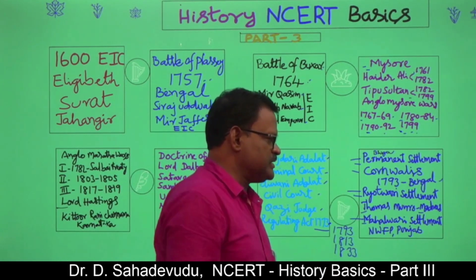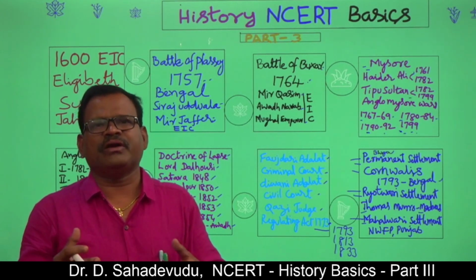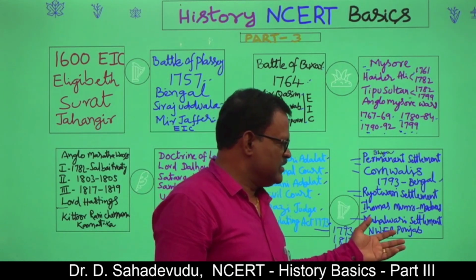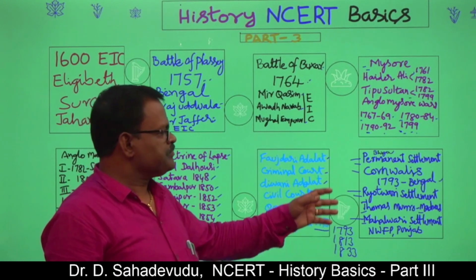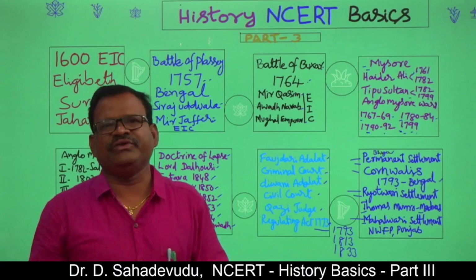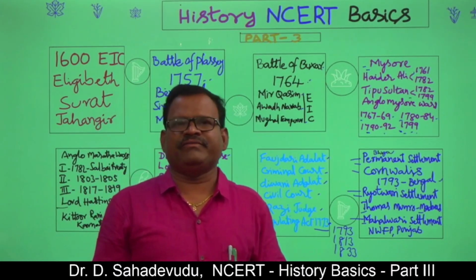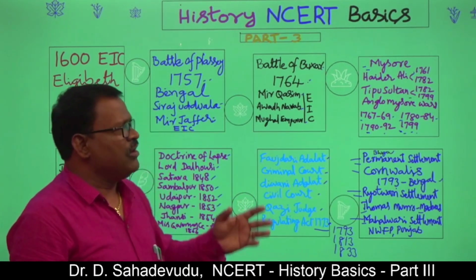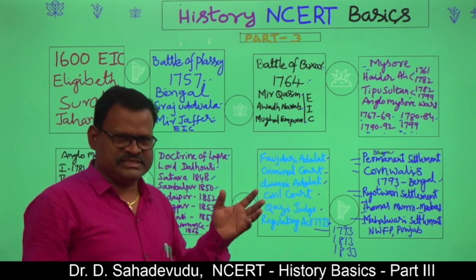Next, Mahalwari settlement. A group of village elders were given the power to collect the revenue in Punjab and the Northwest Frontier provinces. This Mahalwari system was introduced there. Mahalwari settlement, Raitwari settlement, and permanent settlement. These are the different revenue policies approached by the British East India Company to collect the land revenue in different areas of the British subjugated territories. So all these are the NCERT textbook based history synopses.